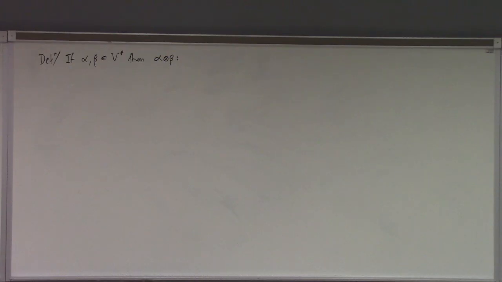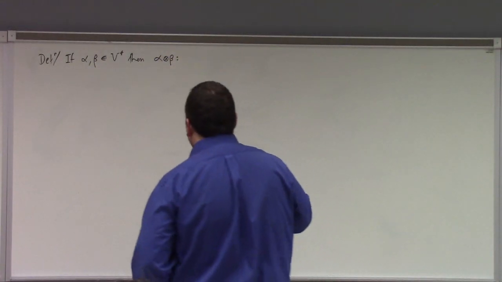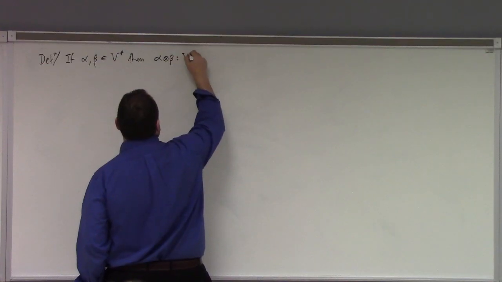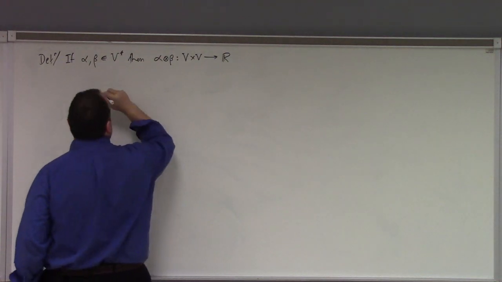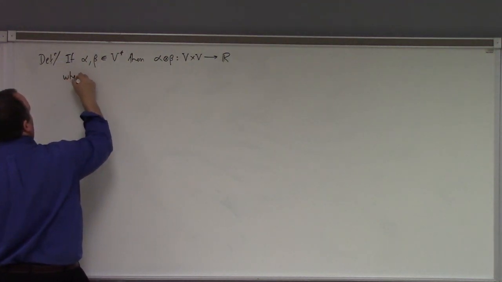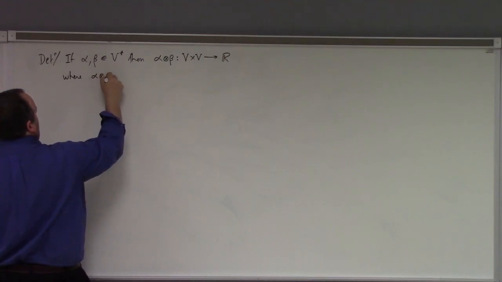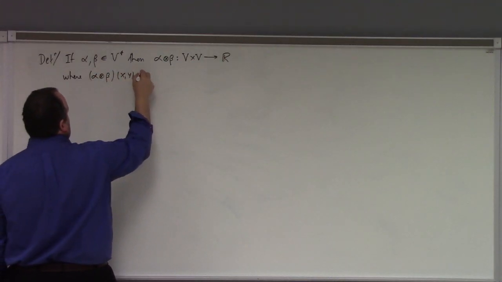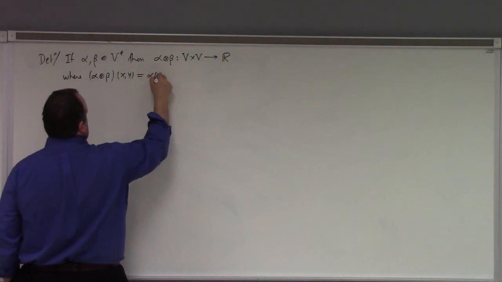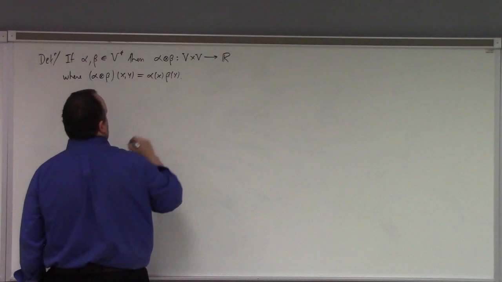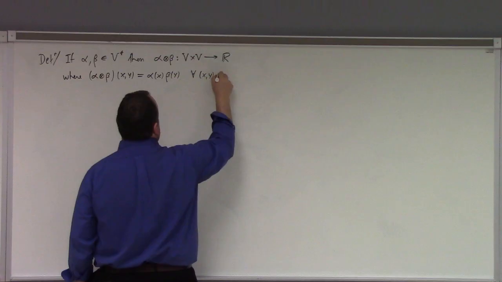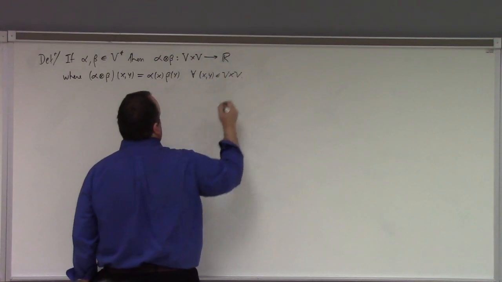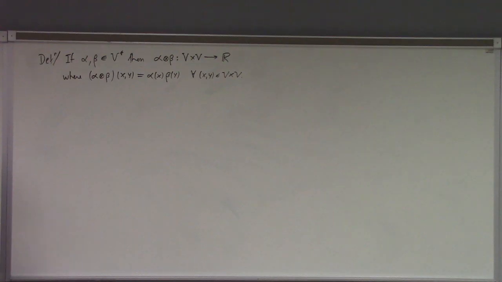Then alpha tensor beta is going to be a mapping from V cross V to the reals. We'll keep it real, right? Where alpha tensor beta on x comma y is equal to alpha of x times beta of y for all x comma y in V cross V. So that's our definition of the tensor product of two forms, two dual vectors.